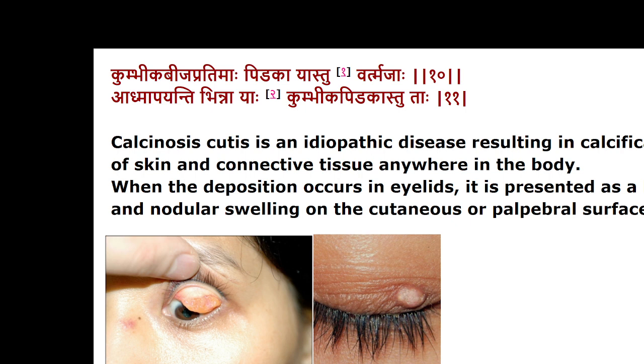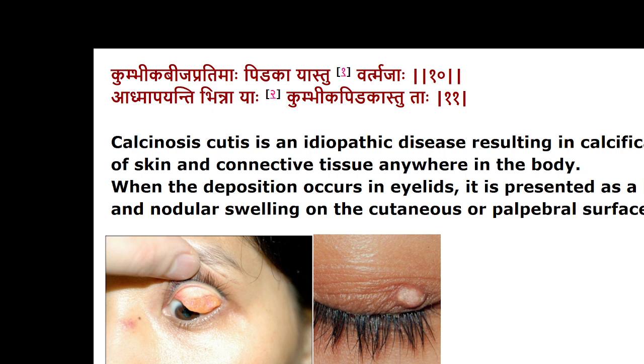Now this kind of a situation is often seen due to the calcification of the skin. So calcinosis cutis is a condition where the skin is calcified. It can occur anywhere. But when it occurs in the eyelids, it's more commonly visible, directly visible, and often produces a visible cosmetic deformity. So people would be more worried about that than about a calcinosis elsewhere.